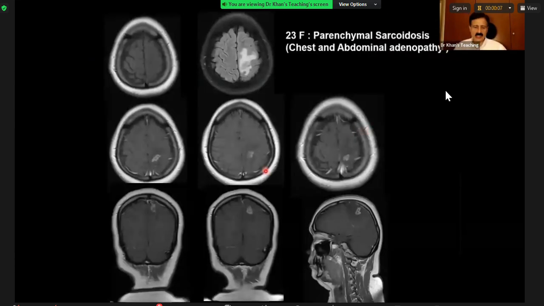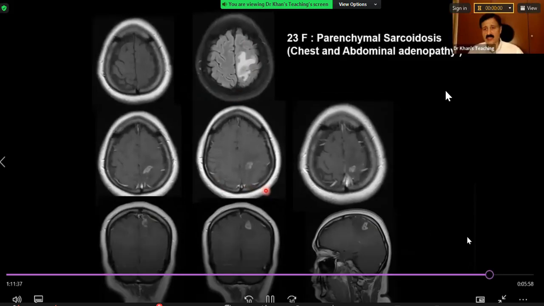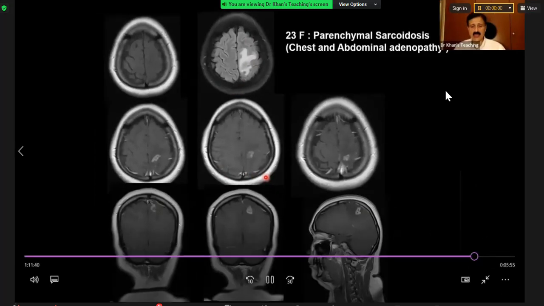intraparenchymal lesion. This is a case from our collection in which this was a young female, and if you see, there is a lot of enhancement which is in continuity with the dura. And look at the edema, etc. When we did this, we were worried about metastasis or some primary lesion. And later on, we realized that the patient actually had sarcoidosis. And the patient had chest and abdominal lymphadenopathy, which I'm not showing you here. So this kind of a case can come in the exam.